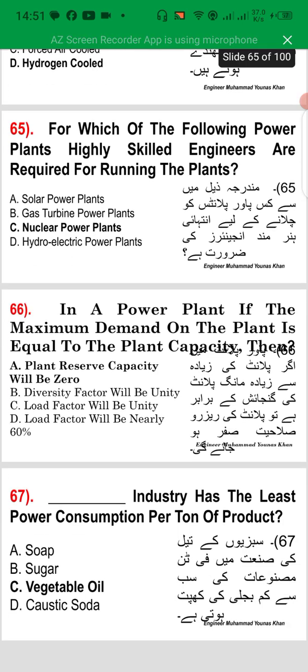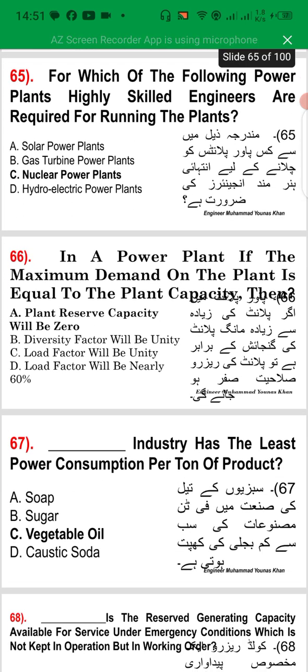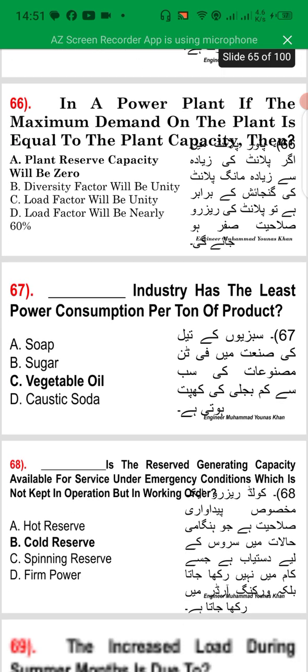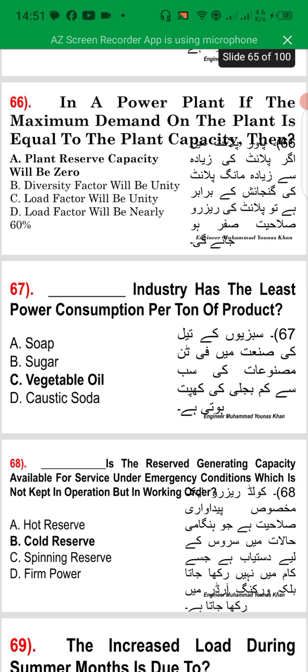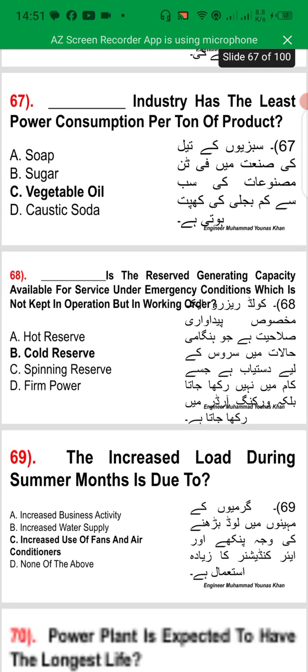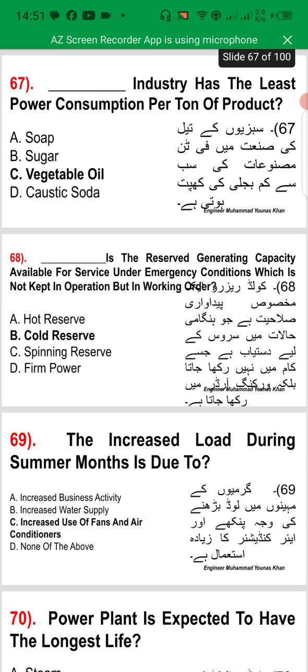Large capacity generators are invariably hydrogen cooled. For which of the following power plants are highly skilled engineers required for running the plants? Nuclear power plant. In a power plant, if the maximum demand on the plant is equal to the plant capacity, then plant reserve capacity will be zero. Vegetable oil industry has the least power consumption per ton of product.